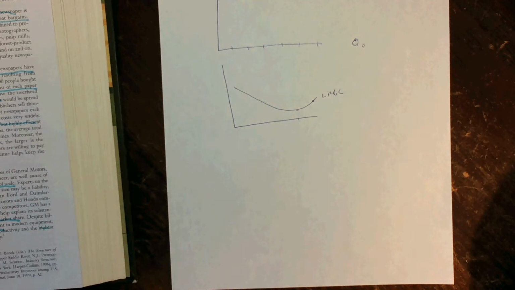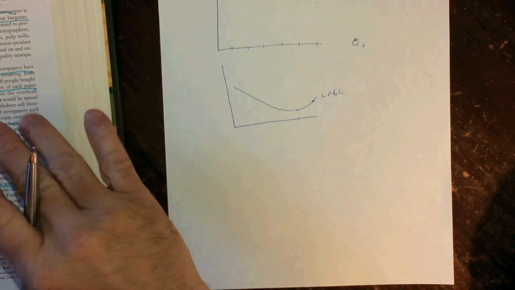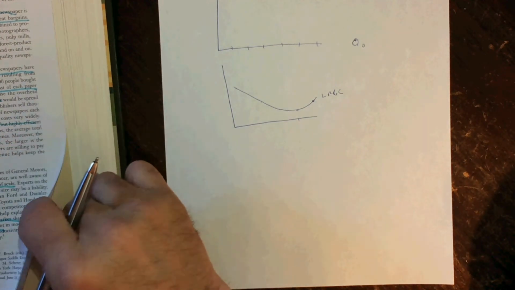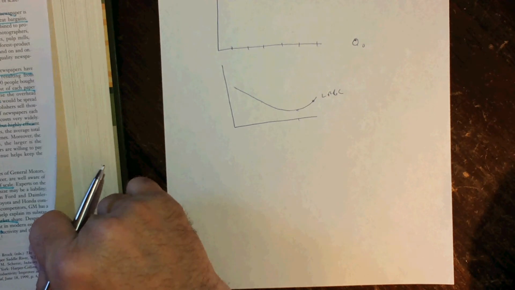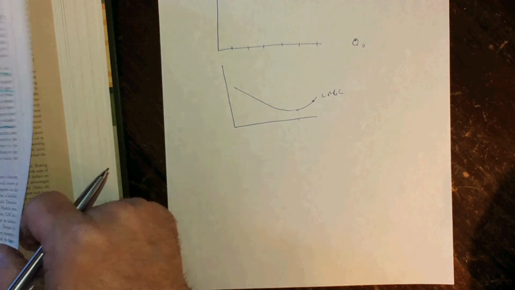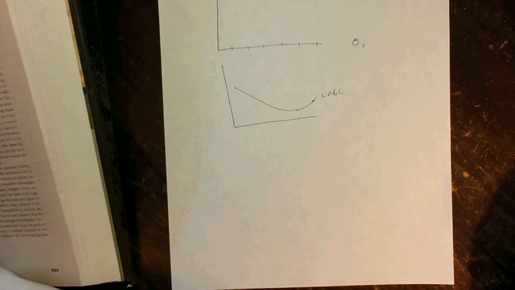General Motors, world's oldest automakers, are aware of the realities of diseconomies of scale. Experts on the auto industry, size may be a liability. It was larger than Ford and Chrysler, and larger than Toyota and Honda combined. Compared with these competitors, GM has a cost disadvantage that may help explain its substantial decline in long-term market share. Despite billions of dollars of investment in modern equipment, General Motors still has the lowest productivity and the highest cost per car in the industry.